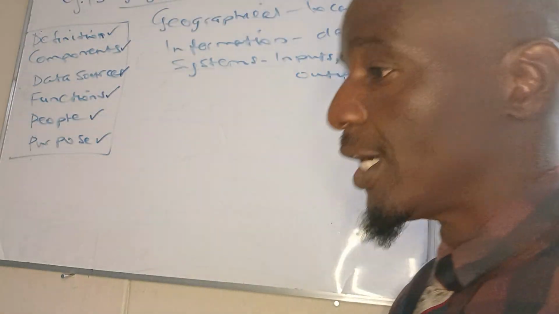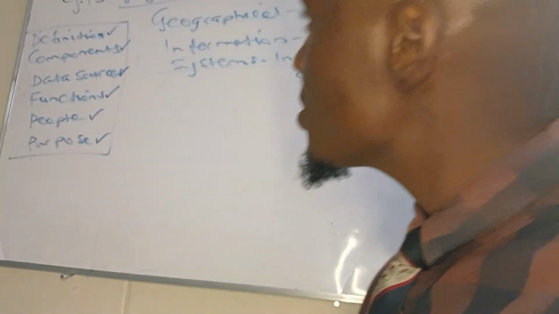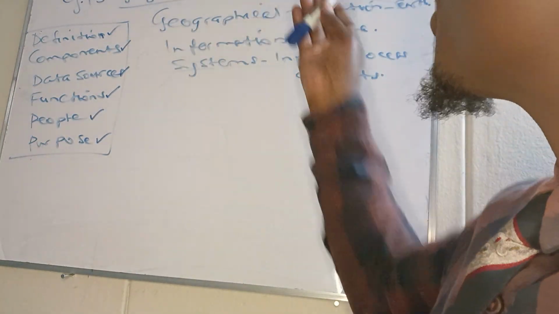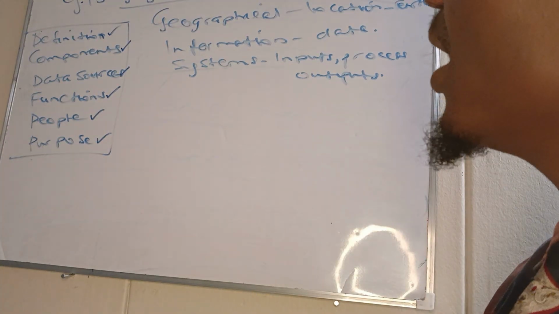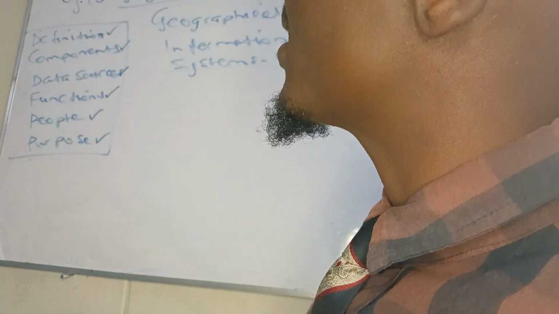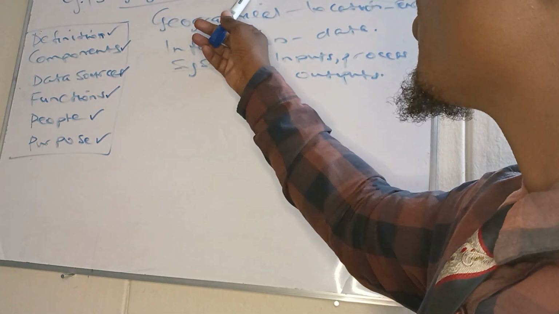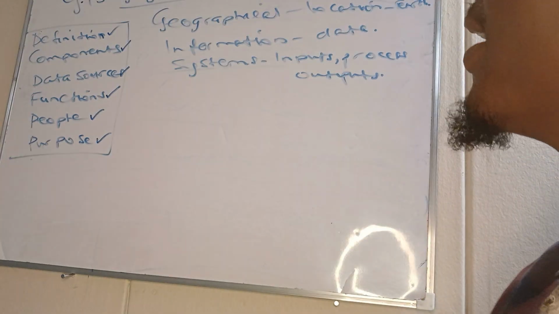So the main thing is our GIS. It stands for Geographical Information Systems. You can be assessed on this acronym. That is your GIS. What does it stand for? It says Geographical Information System. That's what it stands for.